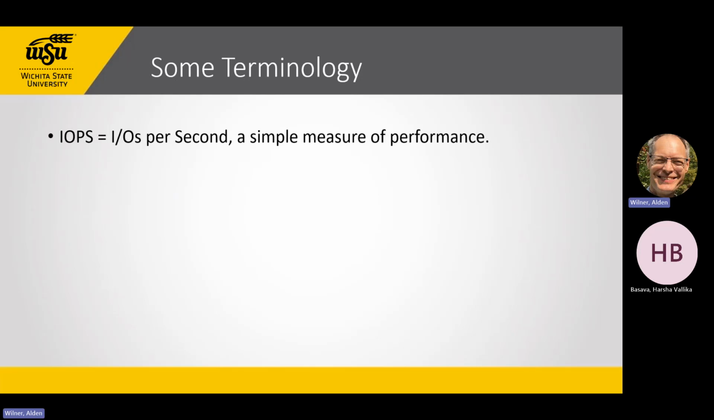Some terminology. IOPS stands for IOs per second. If we assume that we've got kind of a standard IO size, which is not true, obviously if you're watching a movie, you're getting a lot bigger IOs than if you're editing a spreadsheet, right? But a simple measure of performance is just to say we assume an average size of IO and how many of those can we process every second, right?